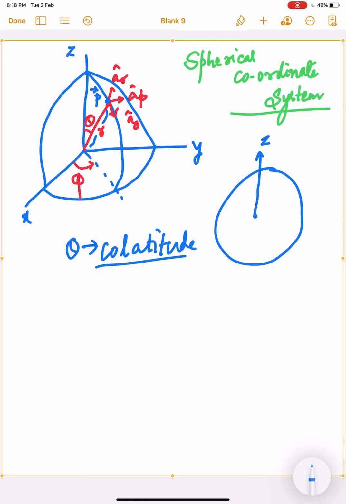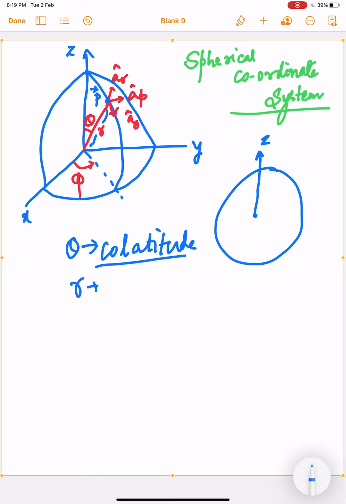This theta is the angle of your object, which is at position vector P, from the z-axis, the vertical axis. And what is r? r is basically the distance from the origin.